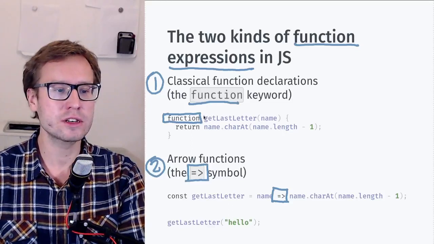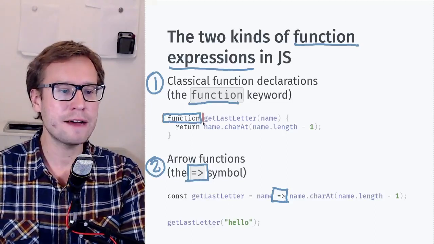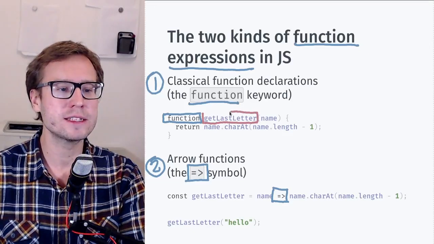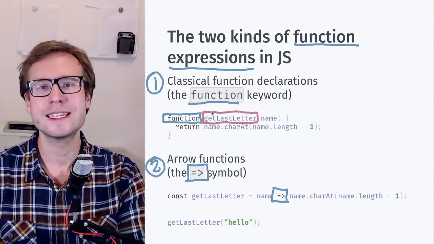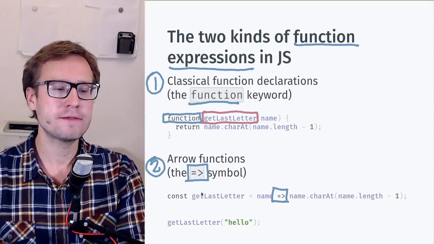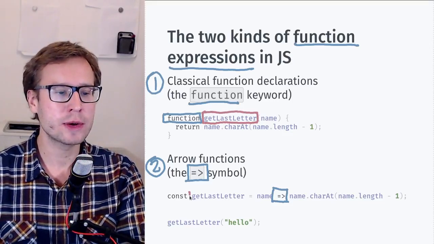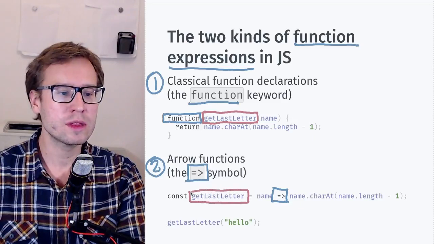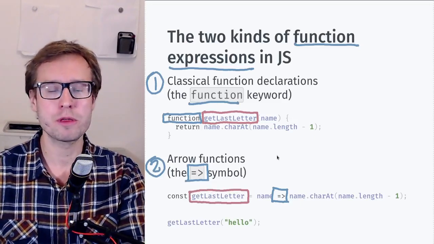And let's look at their component parts. After the function keyword, what do I have? I have the name of the function. So I decided to name this function getLastLetter. If I look down at the arrow function, what do I see? Well, it turns out that I also see the name of the function in here. Okay, so that part is present in both.